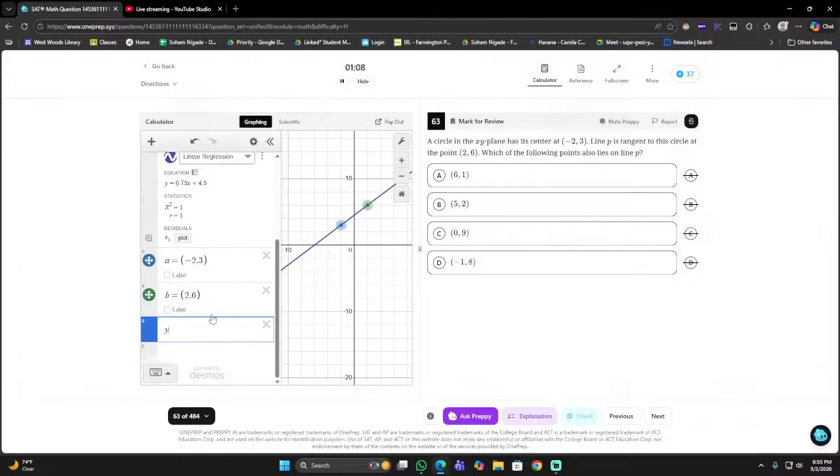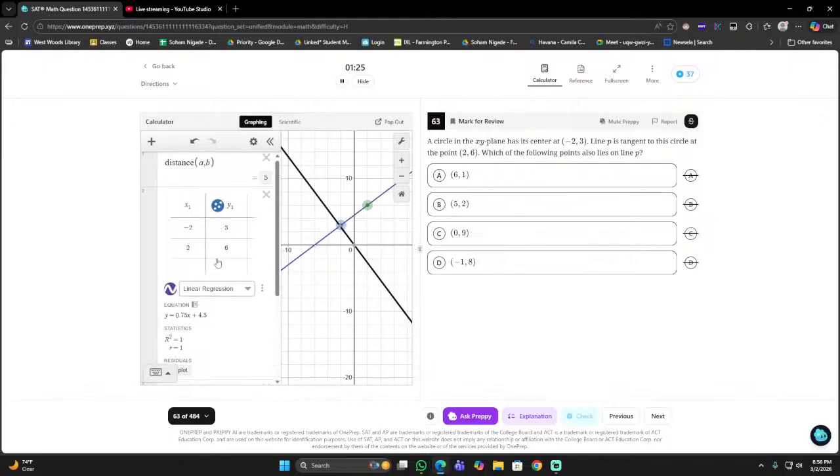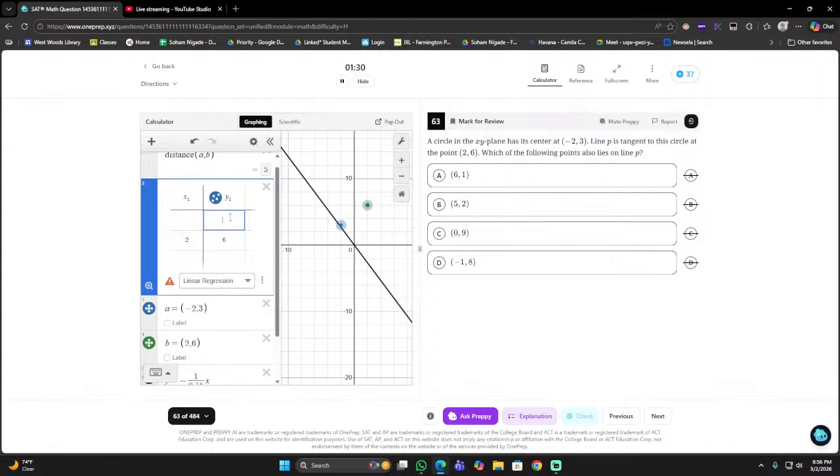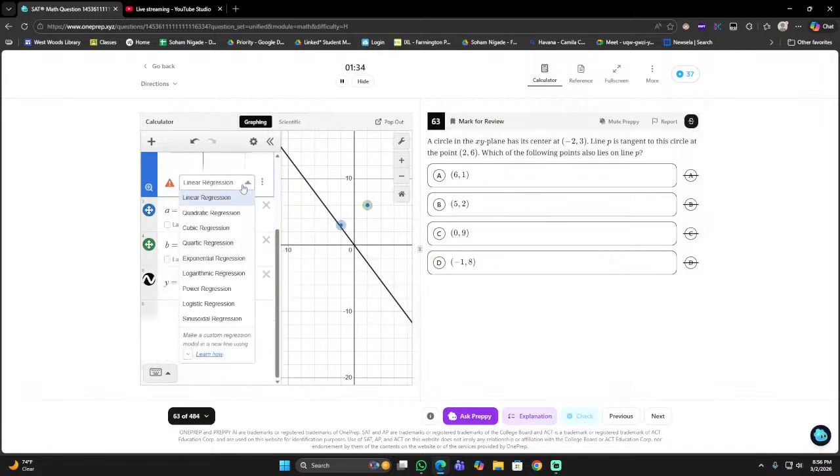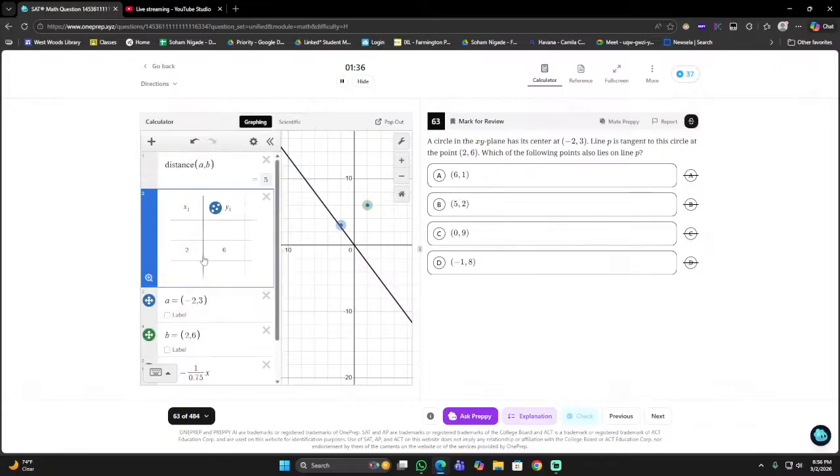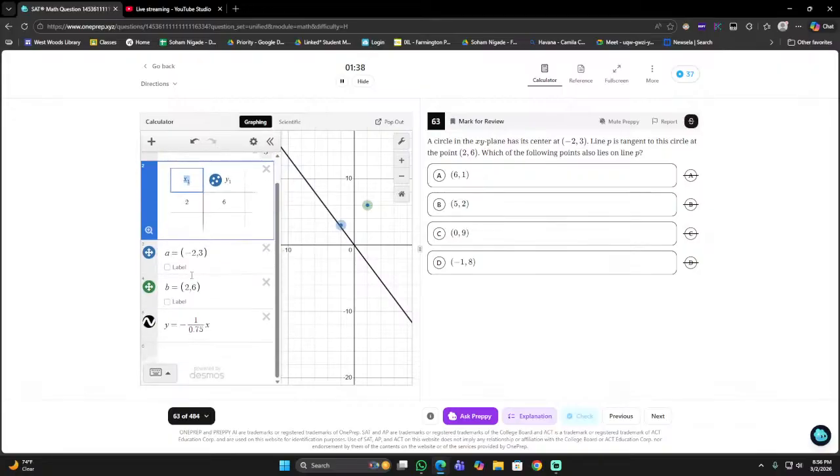So then we have y equals negative 1 over 0.75 x. It has to go through this line. So what we're going to do is the green point is 2 over 6, right? That's all we're going to do. 2 over 6 is the only thing we need. We don't need linear regression anymore. Let's delete regression. That's all we need. 2 over 6.